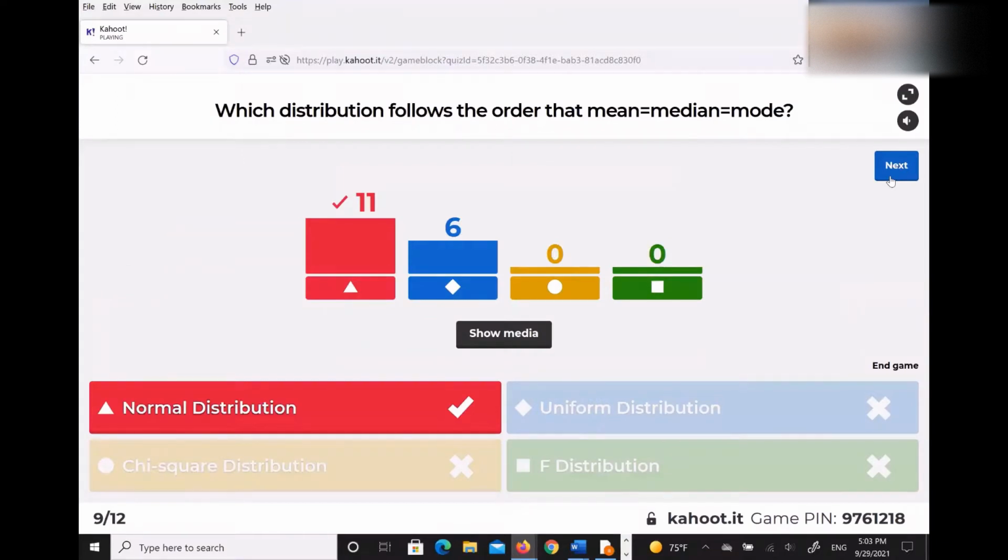All right. If you remember what I said earlier about the distribution, then you should be able to do this one. So it should be the normal distribution, right? If the mean is equal to the mode and the median. So the normal distribution is just the same as the bell-shaped distribution. Okay, it looks like a bell.